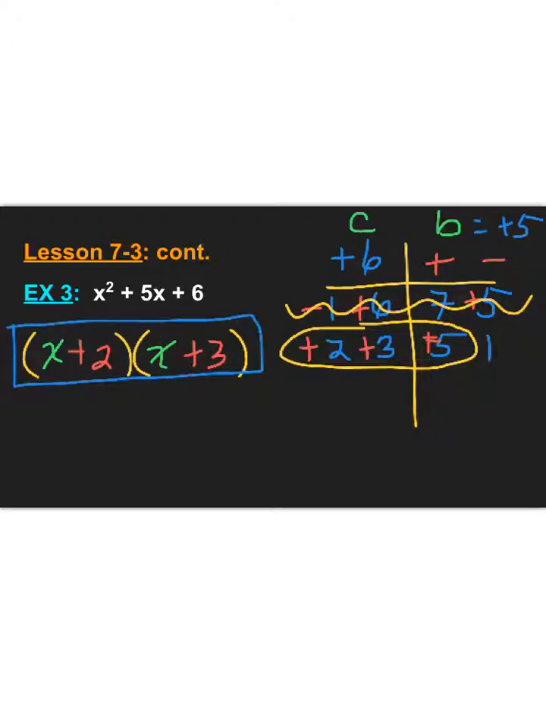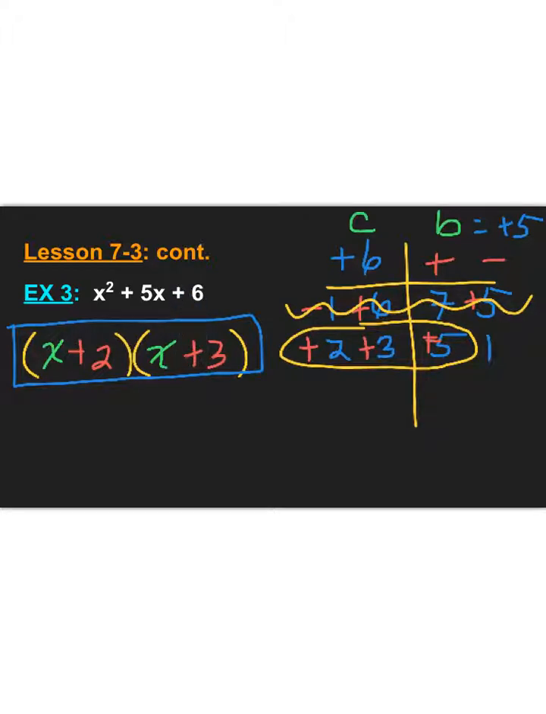I am going to multiply to prove to you that it works. So x times x is our x squared. X times 3 is 3x. Distribute your 2. 2 times x is 2x. A 2x and a 3x do add to give you 5x. And finally, 2 times 3 is a positive 6.